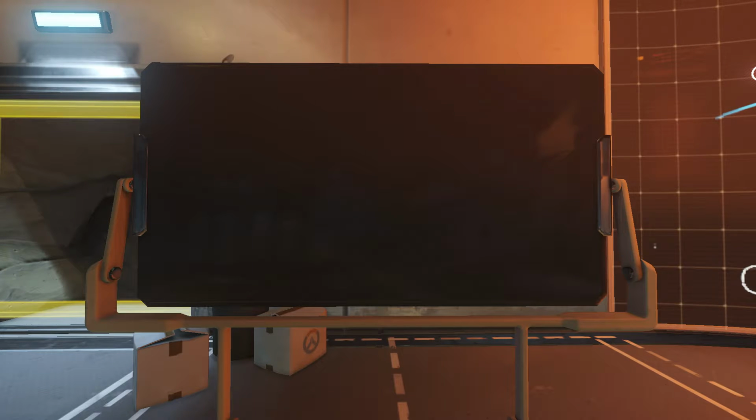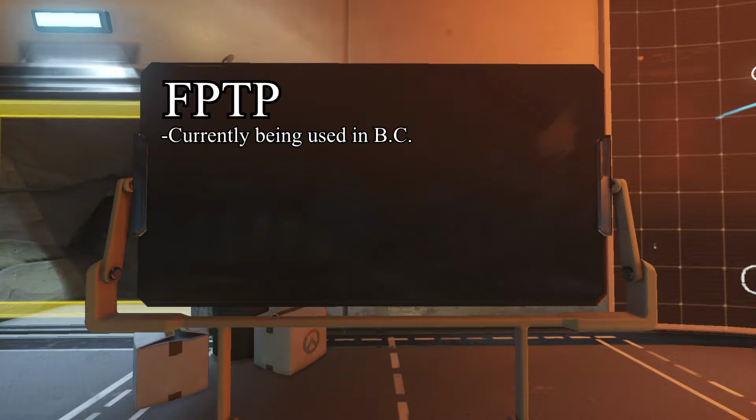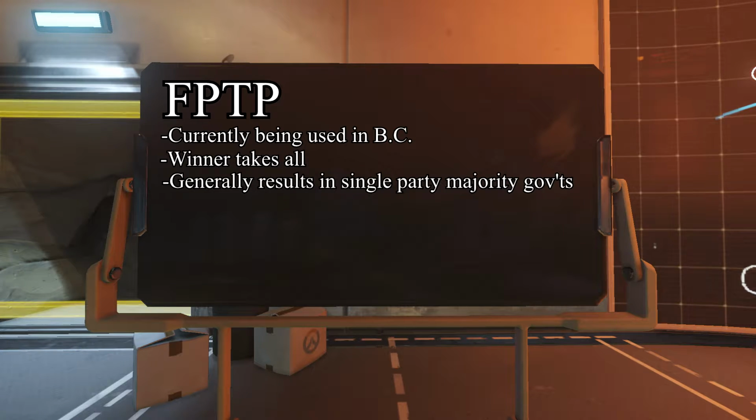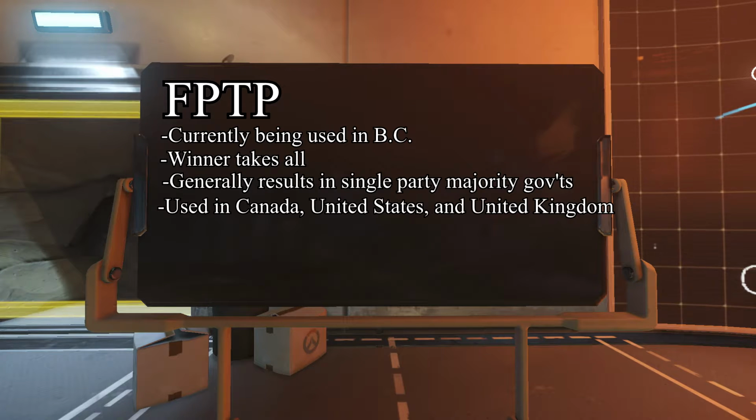Alright, so let's start with first past the post, or FPTP. First past the post is an electoral system that is currently being used in BC. With this voting system, basically whoever gets the most votes takes everything. Voters vote for one candidate of each party. This system generally elects candidates from big parties and results in single-party majority governments. It is currently being used in Canada, the United States, and the United Kingdom.